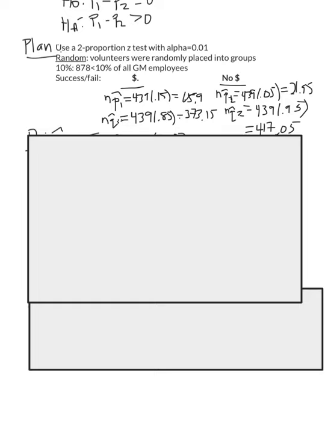Our first condition is the random condition, and it is stated in the problem that the volunteers were randomly placed into groups. 10%: 878 employees should be less than 10% of all GM employees. And for success/fail, our number of successes for financial incentive is about 65.9 or 66. For failures, about 373.15 or 373. And for no financial incentive, our number of successful quitters is about 22, or 21.95. In failures, about 417. Now we're ready to talk about our do step.